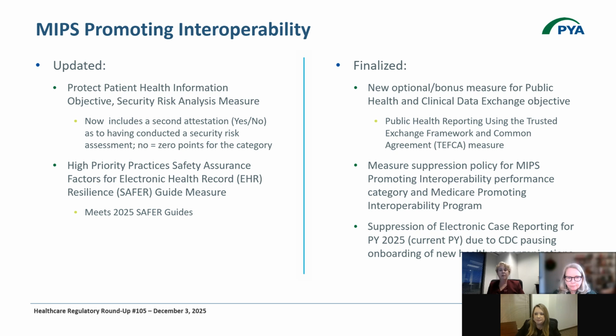Related to promoting interoperability, they did update the Protect Patient Health Information objective security risk analysis measure. It really is now including a second attestation, which is a yes/no attestation, as to having conducted a HIPAA security risk assessment. If you answer no, then there are 0 points available for the category. They changed the high priority practice safety assurance factors for electronic health records, the SAFER guides measure, to ensure that it meets the 2025 SAFER guides.